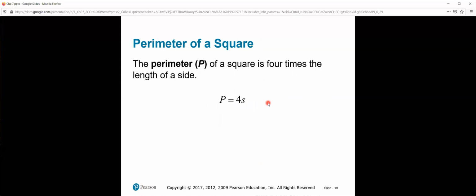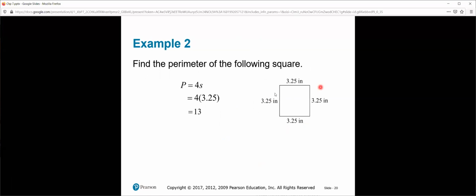The perimeter of a square is 4 times the length of its side. Why? Because all the sides are the same length, right? If every side is 3.25, instead of adding 3.25 plus 3.25 plus 3.25 plus 3.25, we could just do 3.25 times 4 and get the same answer. Cool.